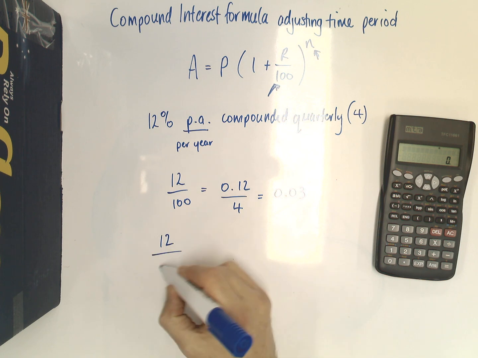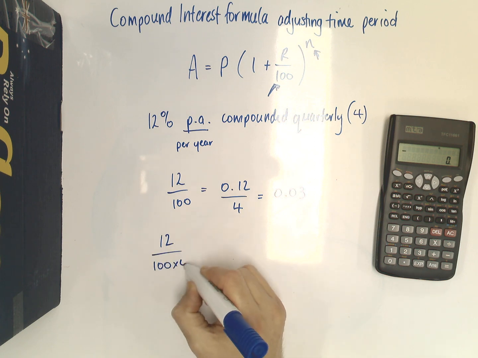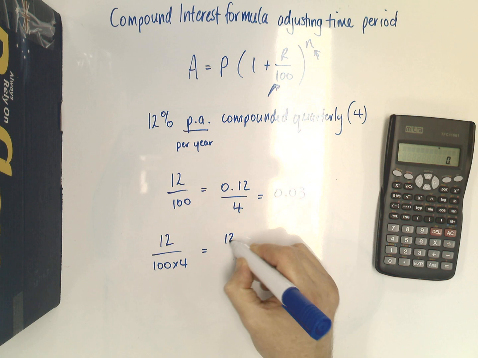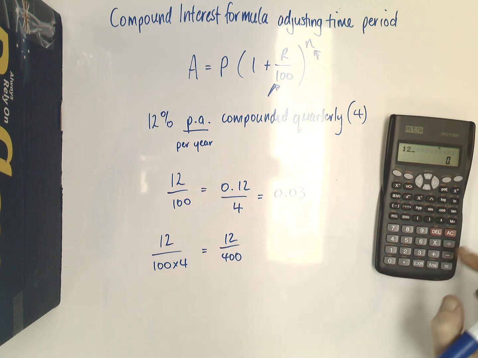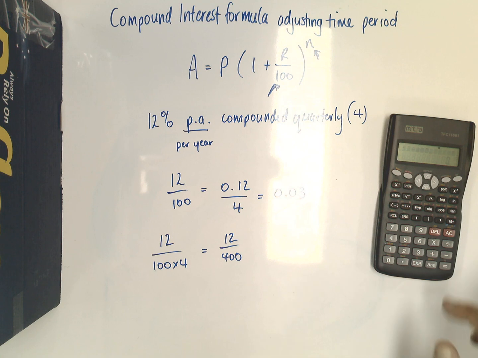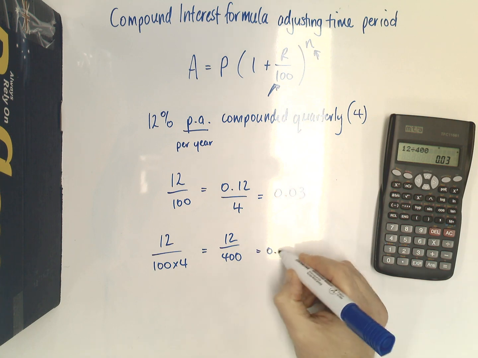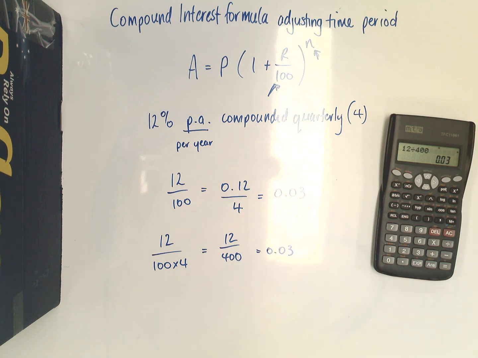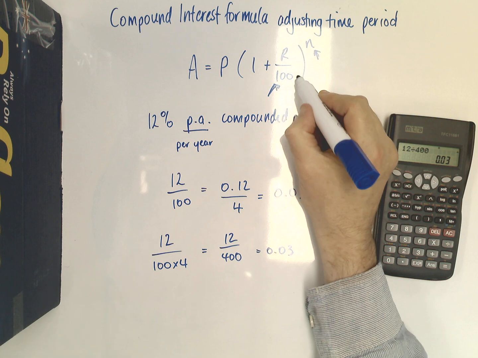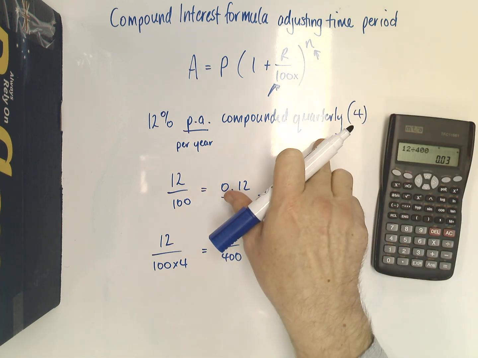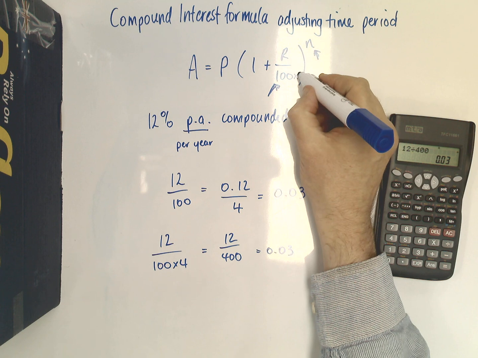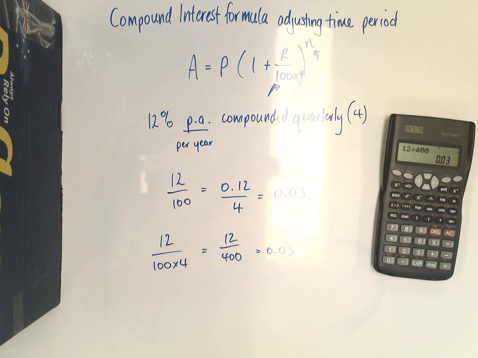So if we go 12 over 100 and we times that 100 by 4, so it's 12 divided by 400, and we put that into the calculator, 12 divided by 400, then we actually get the exact same number. So what we can actually do, technically speaking, is just times this by how many times that we are adjusting the formula for. So in this case, I times it by 4. So that's if we're looking at a particular rate, for instance.